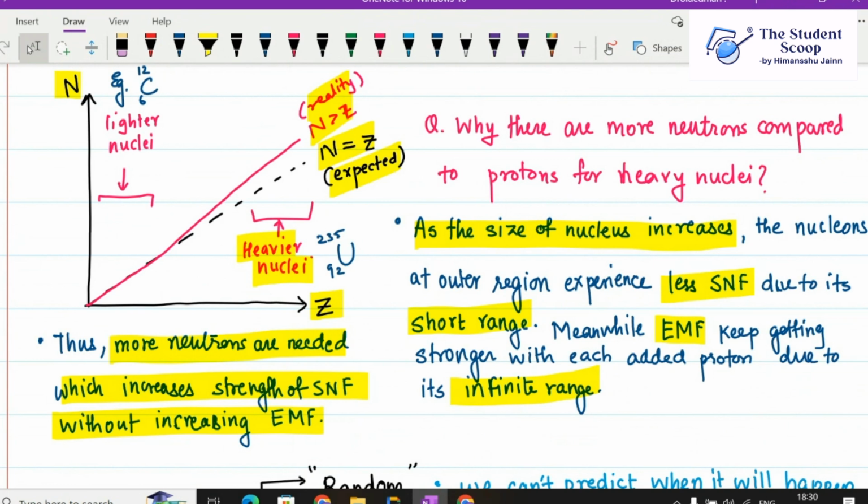Why? Because the strong nuclear force is short range, and as the nucleus size increases, it starts falling weaker outside that range. Okay, is this clear to everyone?